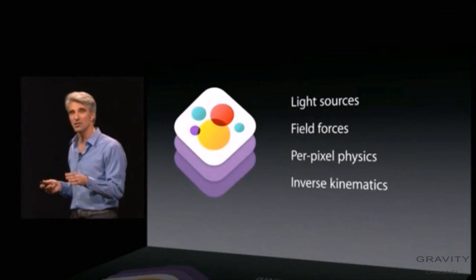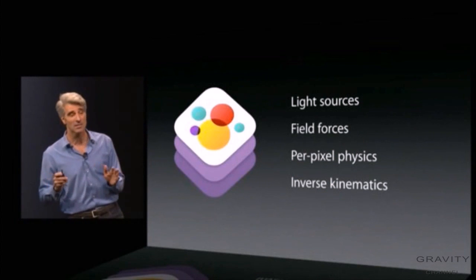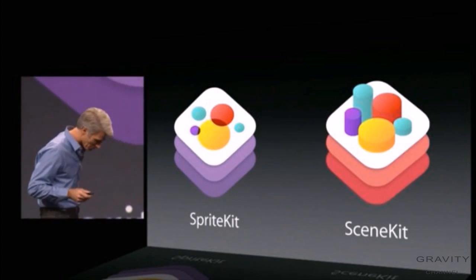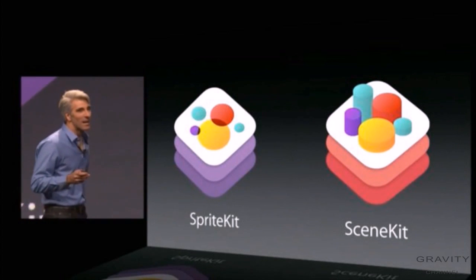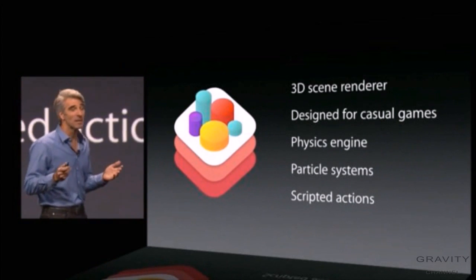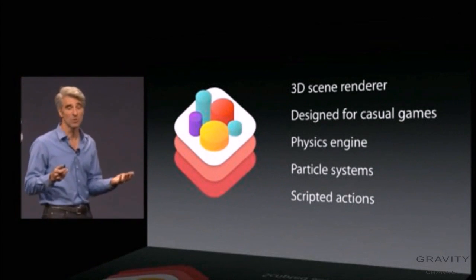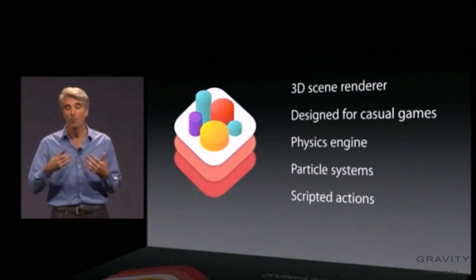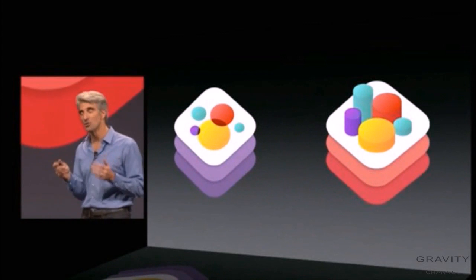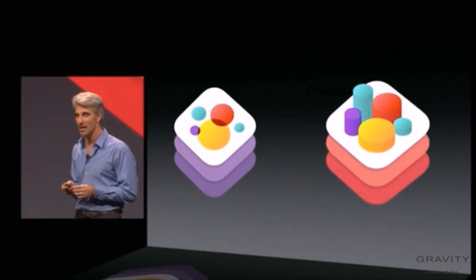And now also this year, for the first time on iOS, we're bringing SceneKit. Now, SceneKit is a 3D scene renderer, and now it's been enhanced. It's designed for casual games with an integrated physics engine, particle systems, and support for scripted actions. So these are two great solutions for casual games on iOS.